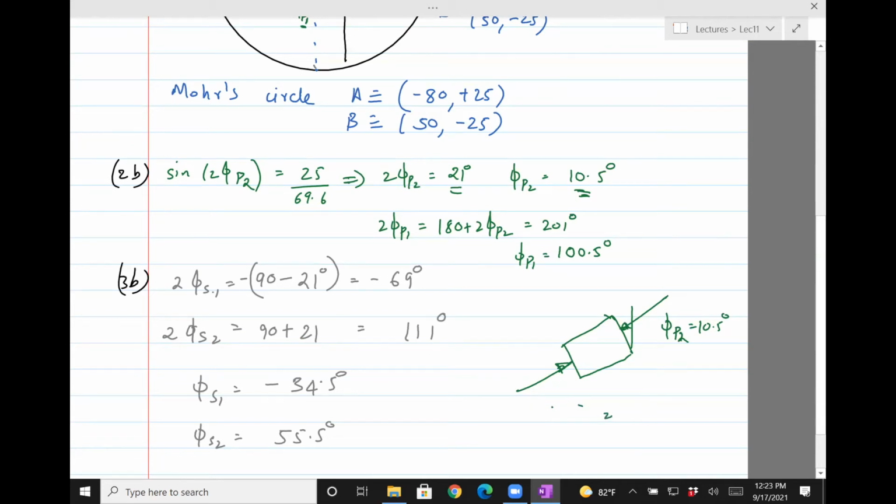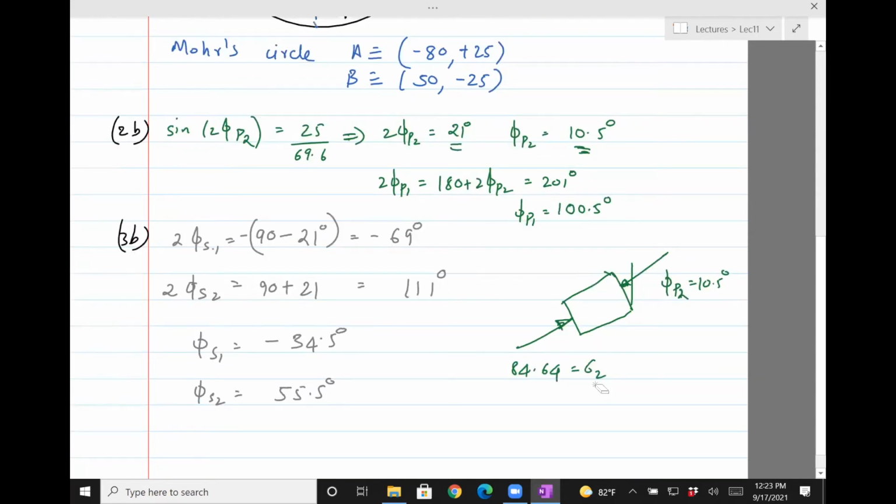Actually, you know what? I should write it as 84.64 with the positive sign, only because I'm actually showing the compressive force already on the figure. So that's the convention. You show the right direction on the figure, compression, then you don't put it as negative. If you show it as tension, then yeah, you need to put negative.